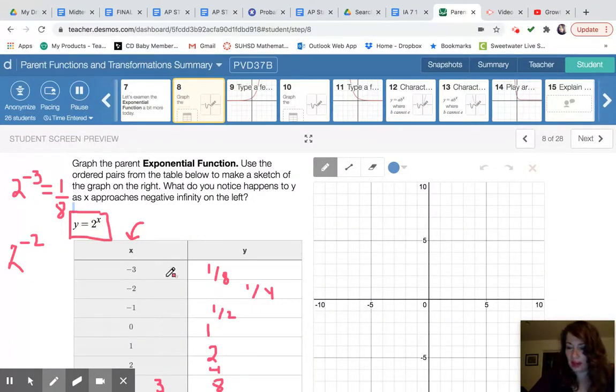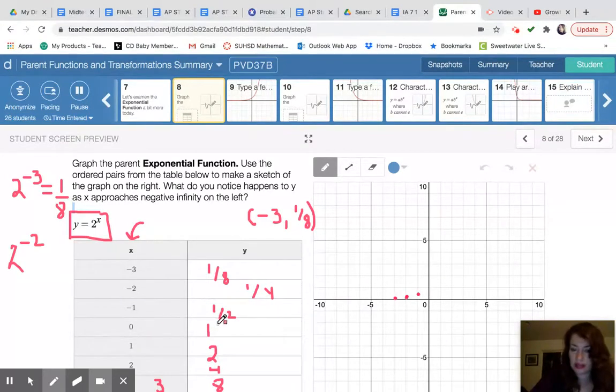So now that I have my ordered pairs, in other words, this represents -3 comma 1/8. So if I input my first value of -3 comma 1/8, 1/8 is a very small number, close to 0. So when x is -3, I have y very close to 0 at 1/8. When x is -2, I have y is 1/4, so a little bit bigger than 1/8, but still close to 0. It would be 0.25, so maybe somewhere up here. And at -1, we have a half for y.